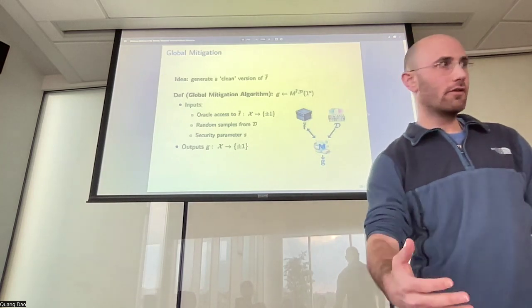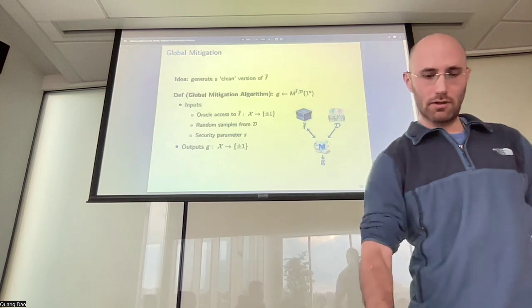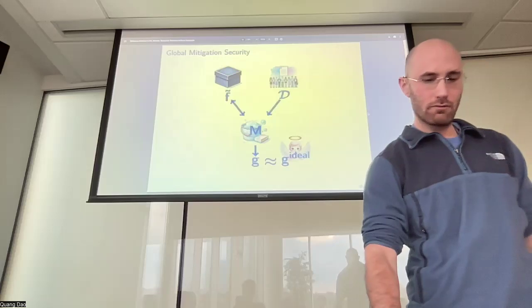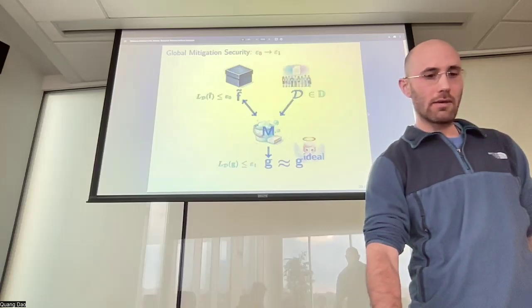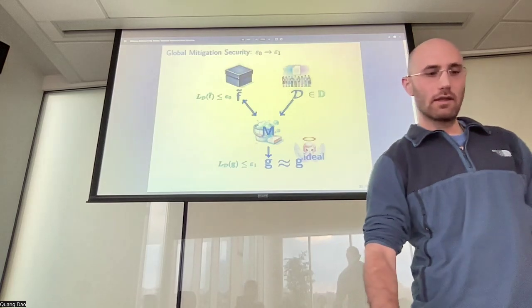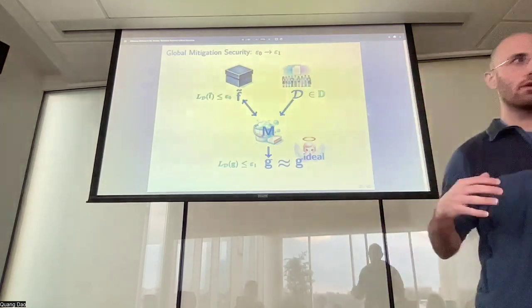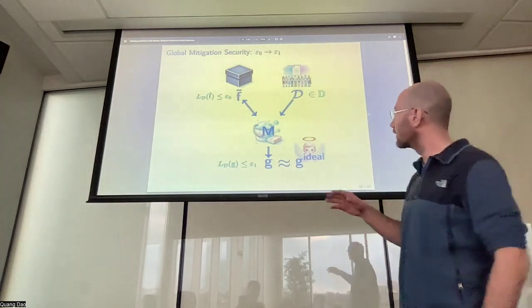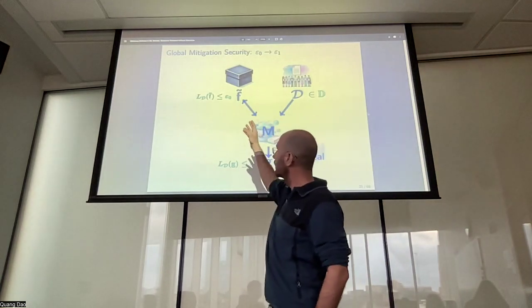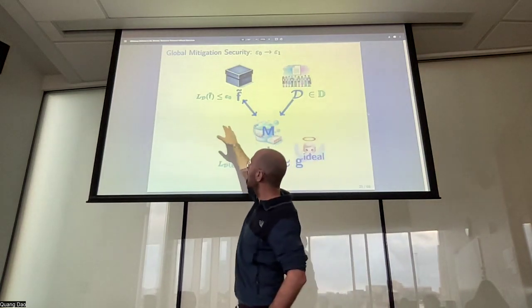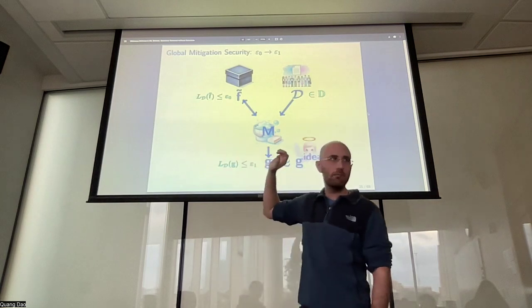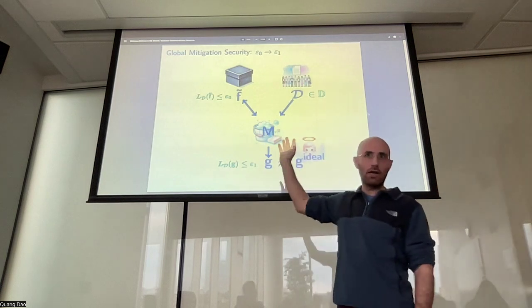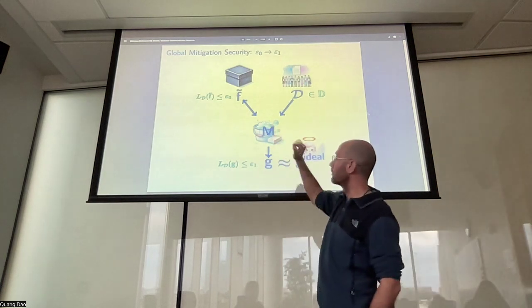And what would it mean for a mitigator like this to be secure? The definition I'm going to offer you is something called epsilon 0 to epsilon 1 security. It basically has two preconditions and two postconditions. The first precondition is that f tilde is good on average. So the population loss of f tilde is less than some small number epsilon 0. And that's something that's easy for me to track directly. So that's my first precondition.